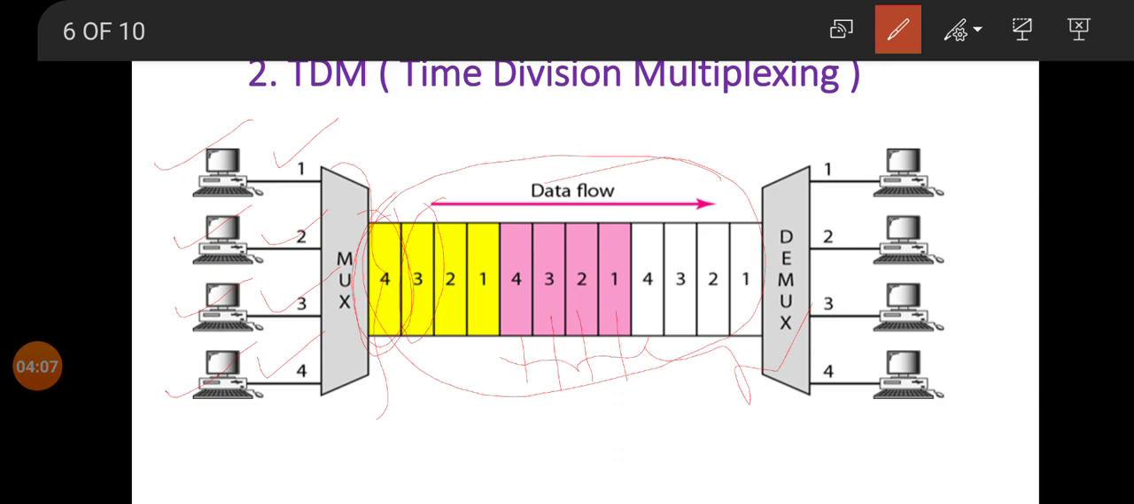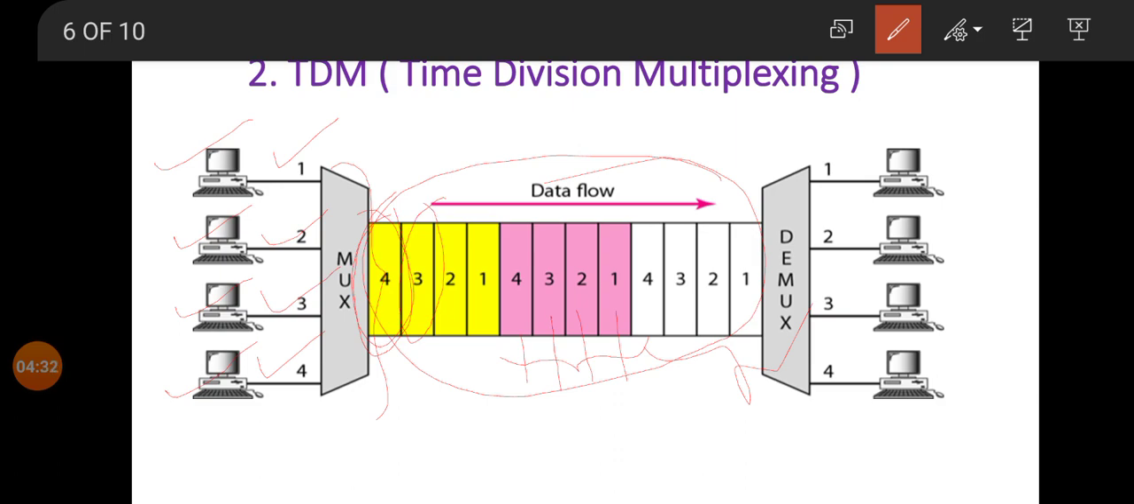For FDM, the example is FM channels, right? Because frequency is divided. As I have already told you, 92.7, 98.3, 98.7, different channels are there. For those channels the frequency range is given, and within that frequency range only they can transmit their data.